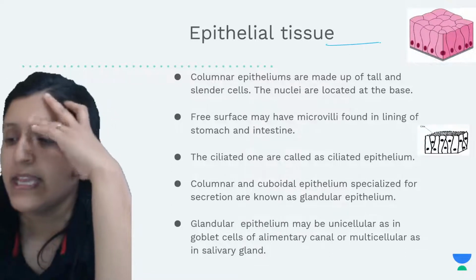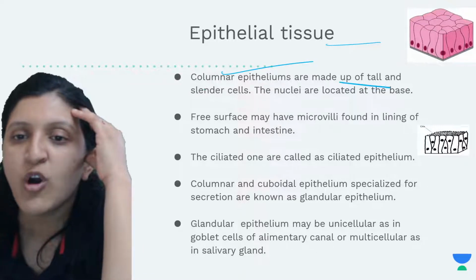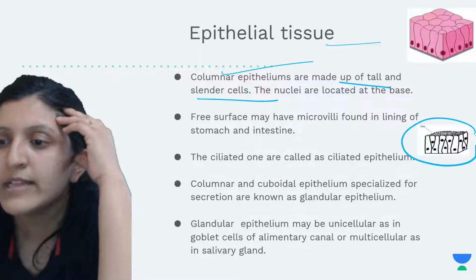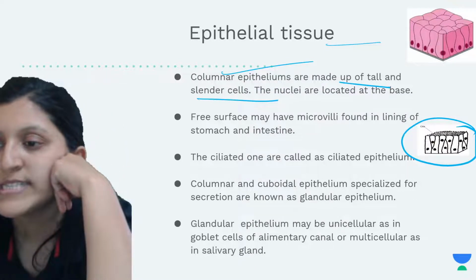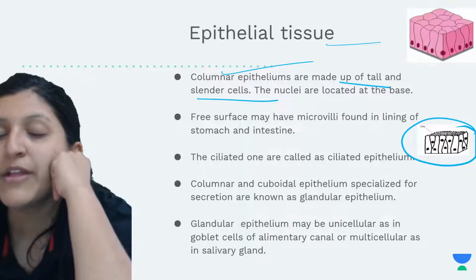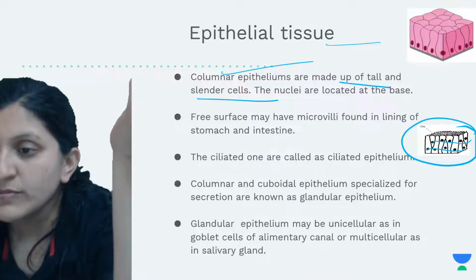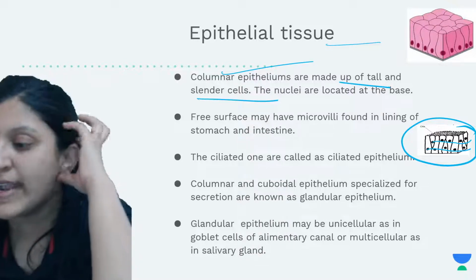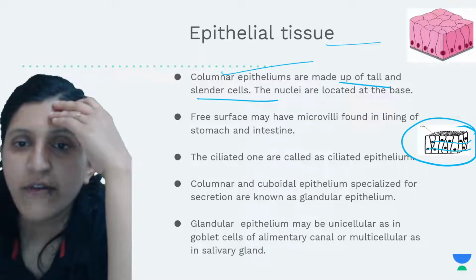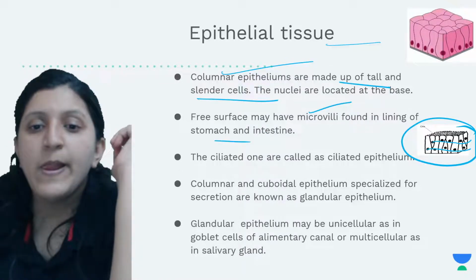Now the epithelial tissue mentioned here is again a columnar epithelium. These are made up of tall and slender cells. You can see these are tall and slender cells, and this is just one layer of cells, but still you can feel that there are two layers of cells. That is depending on the multiple layers of nuclei that you can see, and hence this can be called a pseudostratified columnar epithelium. The free surface may have microvilli found in the lining, in order to increase the surface area for absorption.